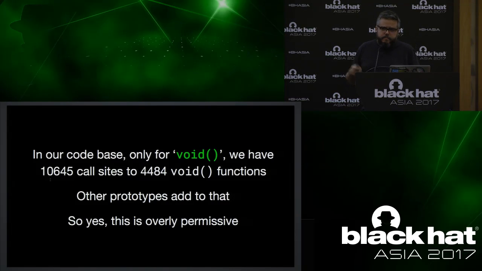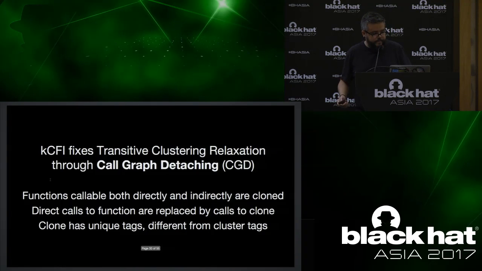In our code base, on the kernel configuration that we tested, only for the void-with-no-arguments prototype, we have 10,645 call sites with 4,484 void functions. So this is a lot. And we still have other prototypes that add to that in terms of relaxation too. So this resulting CFG is quite permissive. So yes, we don't want that. We want to find a way to prevent that.